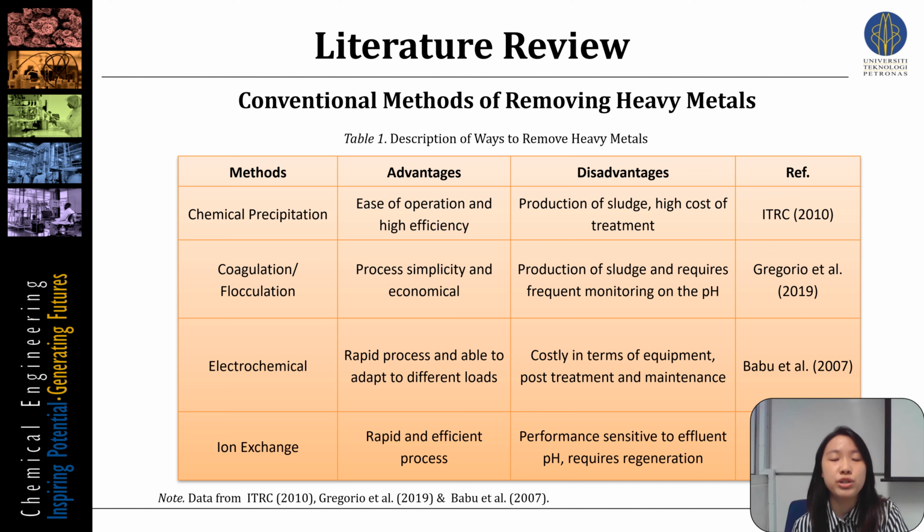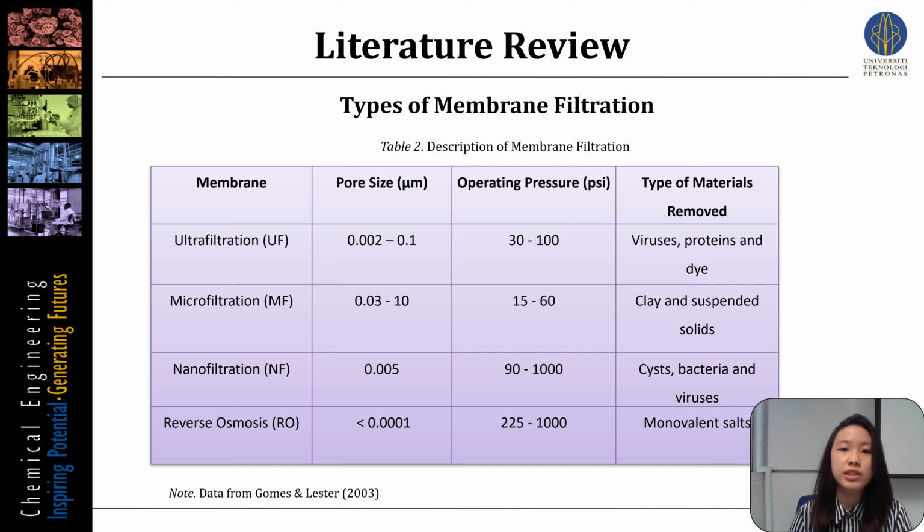So this is my literature review on conventional methods of removing heavy metals. The methods included are chemical precipitation, coagulation or flocculation, electrochemical, and ion exchange, alongside their disadvantages and advantages. Besides that, I also did a literature review on types of membrane filtration, which includes ultrafiltration, microfiltration, nanofiltration, and reverse osmosis. The type of membrane that I use is microfiltration membrane, which is the most appropriate in removing heavy metals.